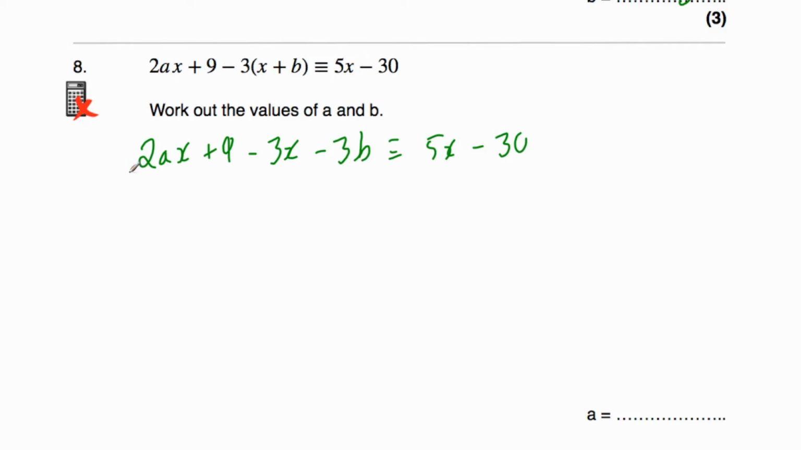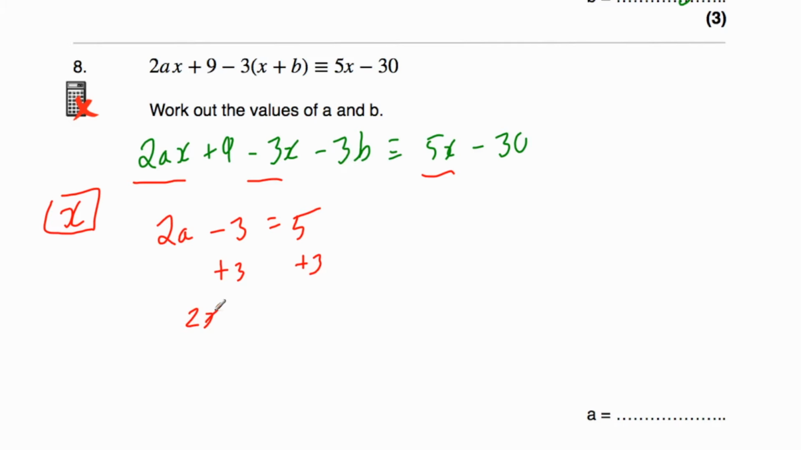Now, let's see if we can simplify anything here. Nope. Okay, so let's equate our coefficients. So let's start off with our x's. So our coefficients of x. So our terms of x on the left-hand side, we've got 2ax and we've got minus 3x. And on the right-hand side, we've got 5x. So equating the coefficients, we've got 2a minus 3 is equal to 5. Now if we solve this, let's add 3 to both sides. So we get 2a is equal to 8, and then divide by 2 and divide by 2, and we get a is equal to 4. So a is equal to 4.